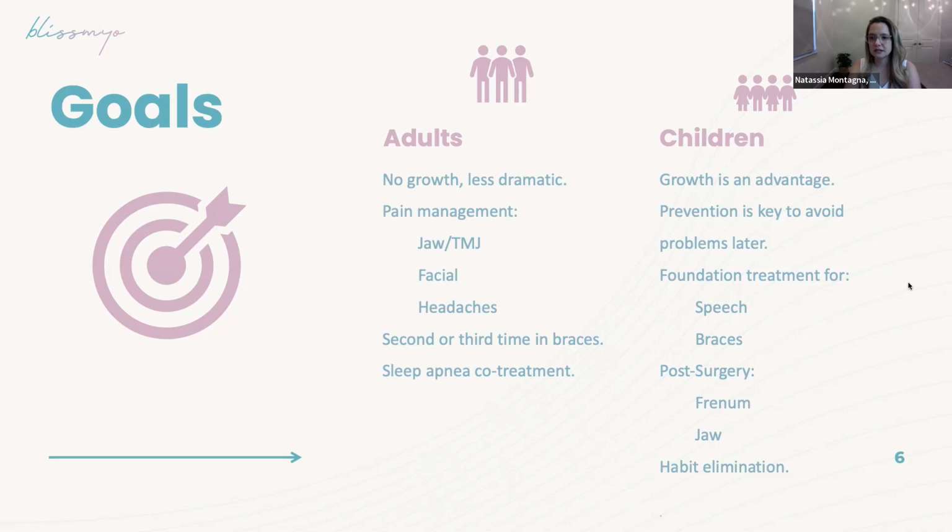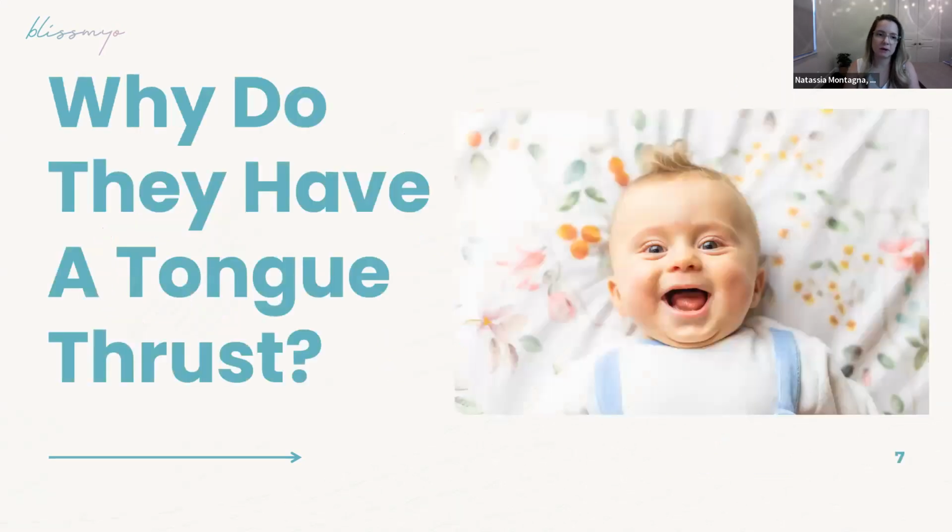In children, we have a little more advantage. We can work with them. We can expand their palate so they have more tongue space. We can prevent problems in the future. Myofunctional therapy is a great treatment as a foundation for braces. It is great post-surgery for frenectomies, for jaw surgery, and also for habit elimination. So the thumb sucking elimination, finger sucking, or nail biting, we can eliminate that with myofunctional therapy.